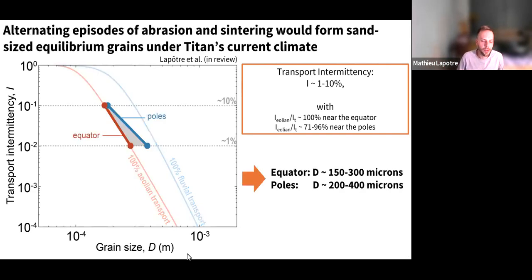So adding our climate constraints here, we predict that 150 to 300 micron equilibrium grains should form near the equator, which is consistent with the optimal grain size for saltation on Titan. And we also predict the production of similar, perhaps slightly coarser sand grains near the poles, with equilibrium grain sizes around 200 to 400 microns.